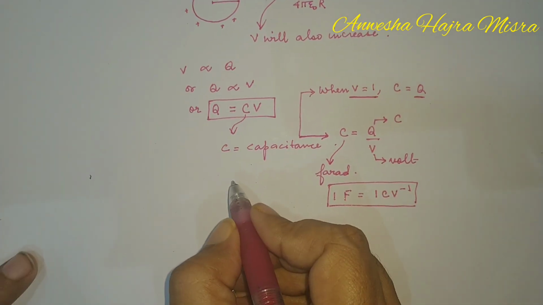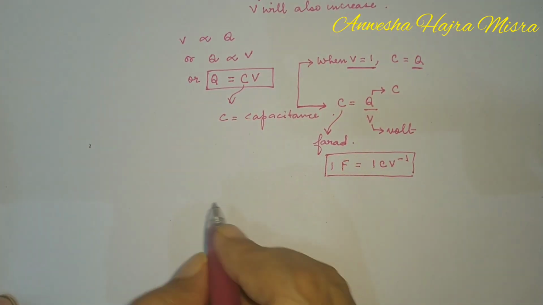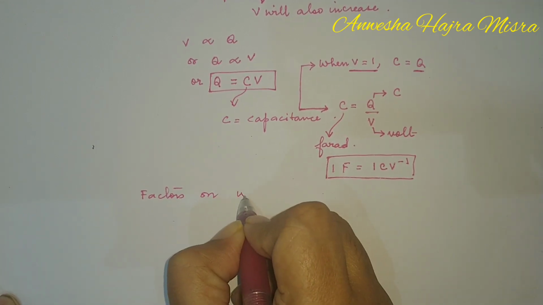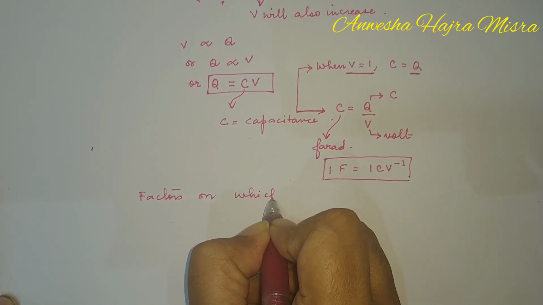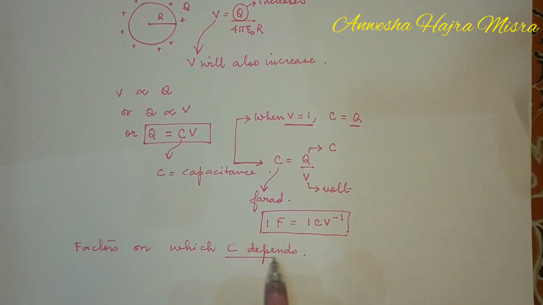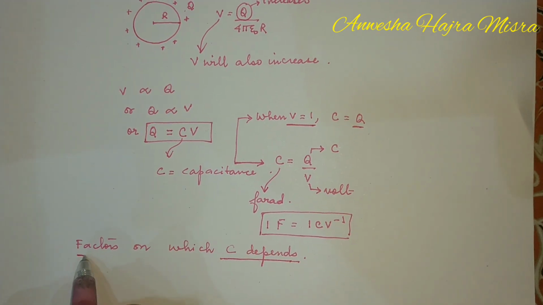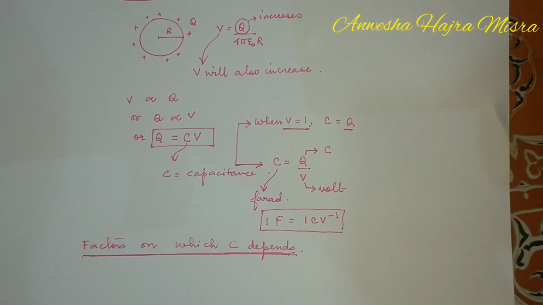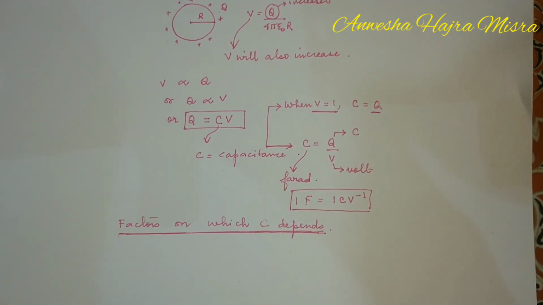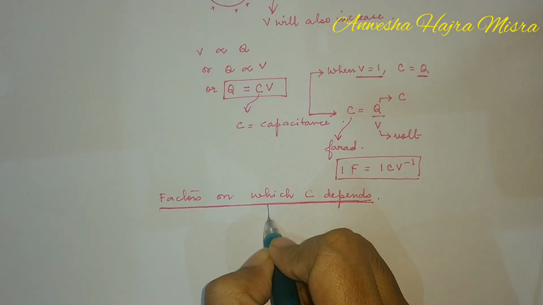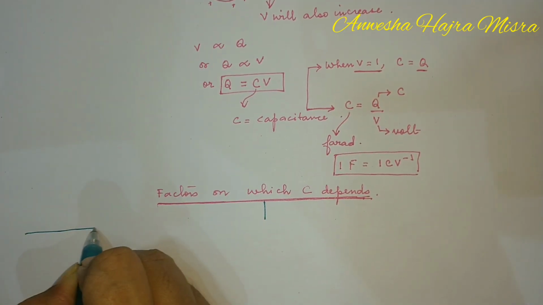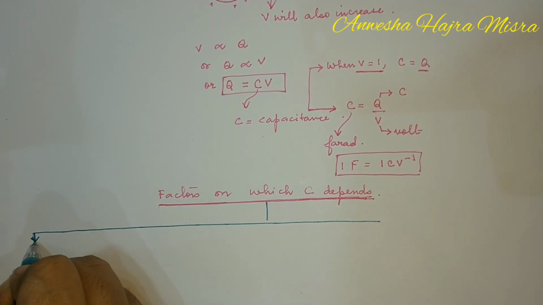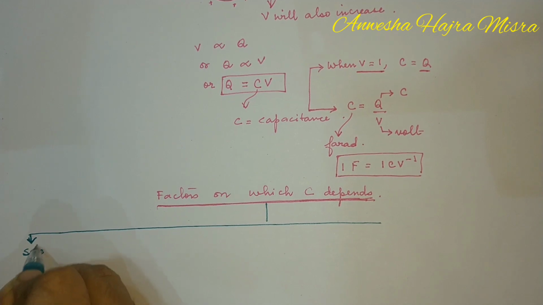Now, on what factors does this C depend? Factors on which C depends. Now, C depends on various factors, children. Number 1, it depends on the size of your body. Now, why?